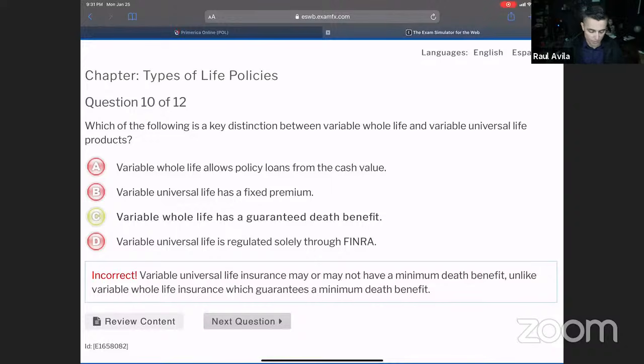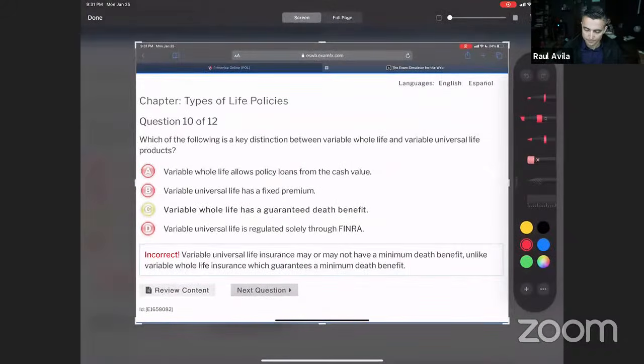Okay, so let's screenshot this. Let's read it. Right here, variable whole life always has a guaranteed death benefit. Always. That means it doesn't matter, it's going to pay the death benefit it started with. Universal life doesn't have a guaranteed death benefit. Why? Because it's flexible premium, adjustable life.